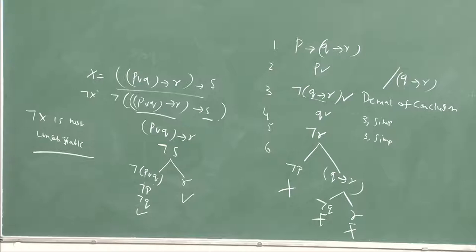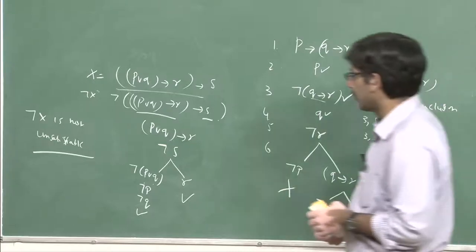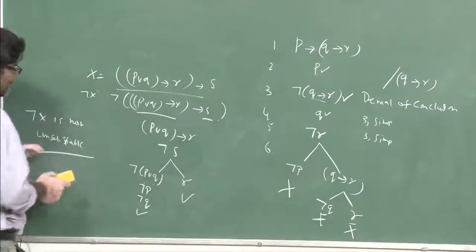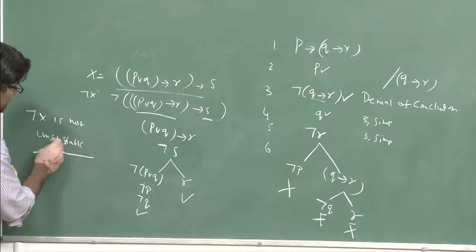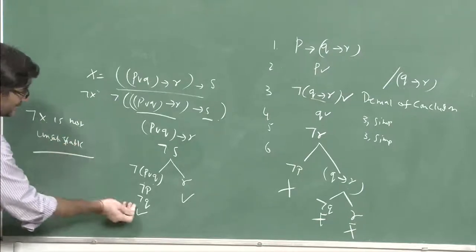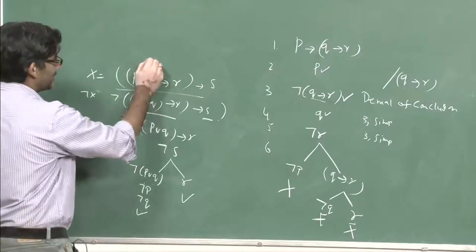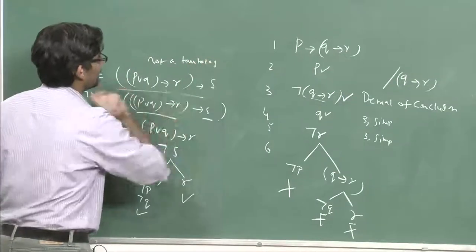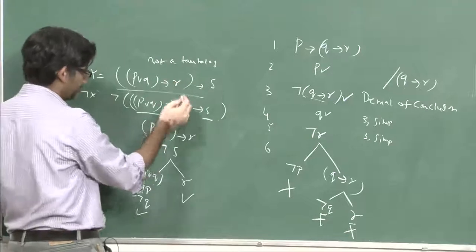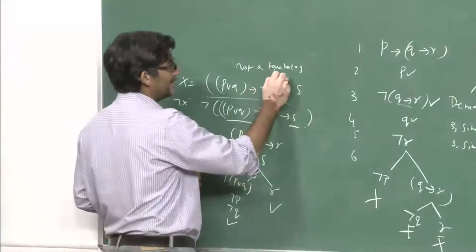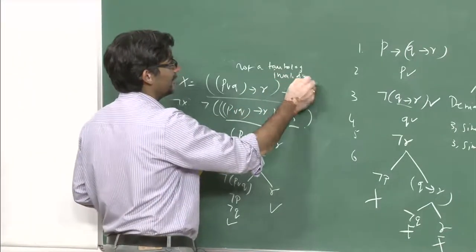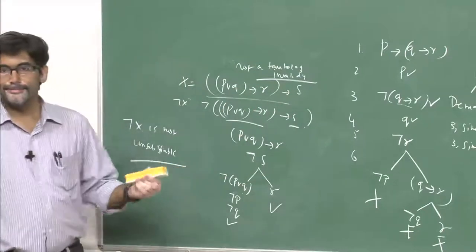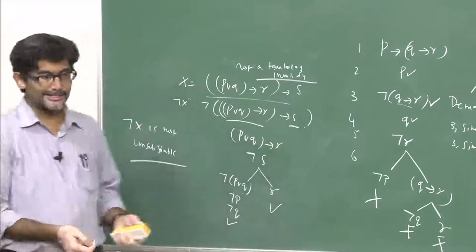So now for contingency there is another thing which we need to follow. Here we showed that not x is not unsatisfiable, that means this formula is not a tautology, and obviously it is invalid. But this is not enough, because it can be a contradiction, it can even be a contingent statement.